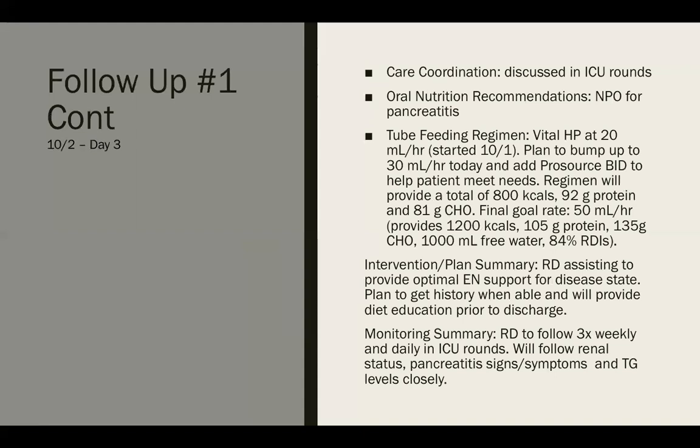So that sort of wraps up our first follow-up. So essentially, we just bumped up her tube feeding regimen because she was tolerating well, and just going to continue to watch and see how she progresses throughout the next day.